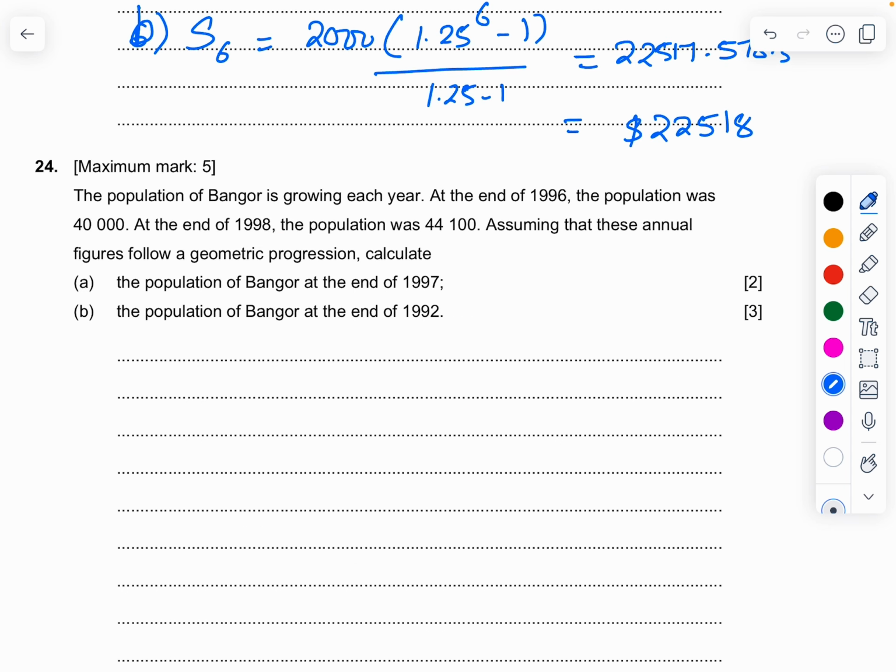Question number 24. The population of Bongar is growing each year. At the end of 1996, the population was 40,000. In 1998, it was 44,100.